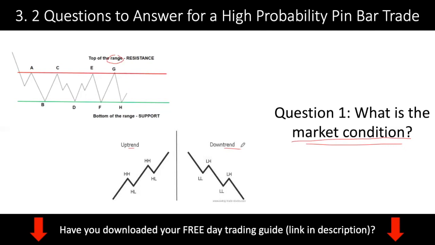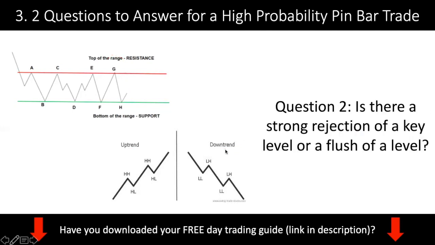The same is also true for the downtrend. If the market condition is a downtrend, then you want to be selling pin bars of resistance, not buying pin bars of support. That's how you apply the pin bar strategy. So that's the first question. The second question is what I just covered just now.